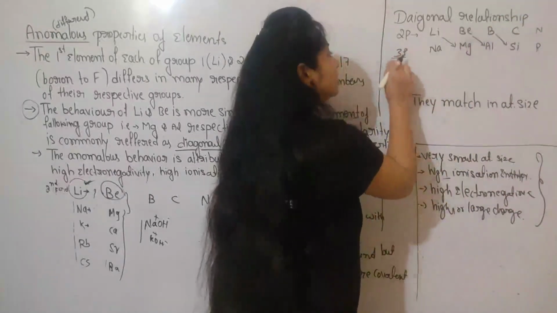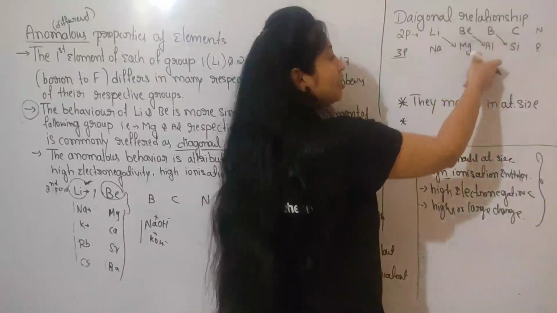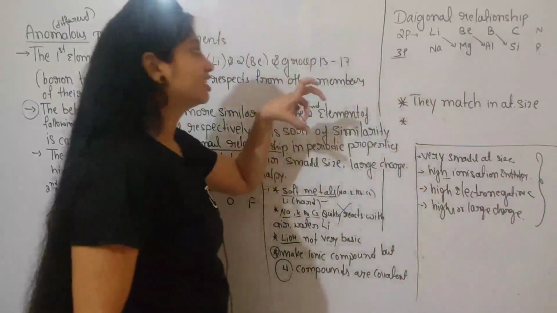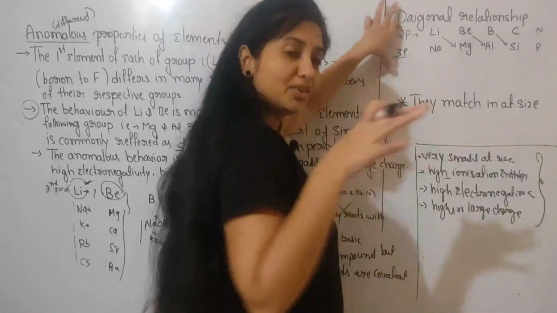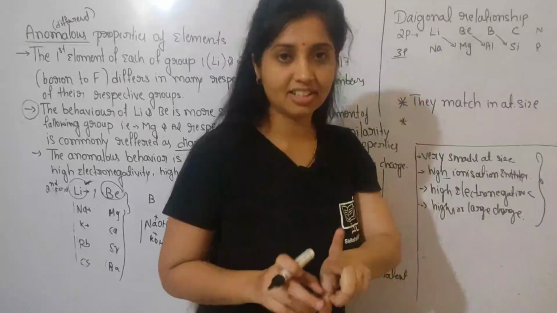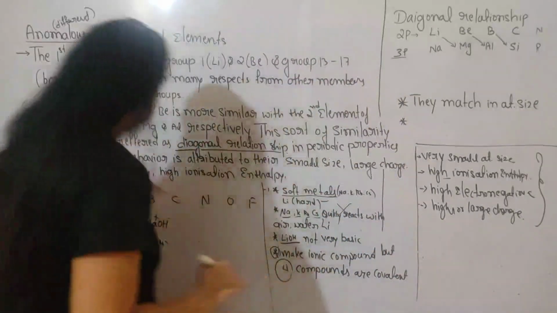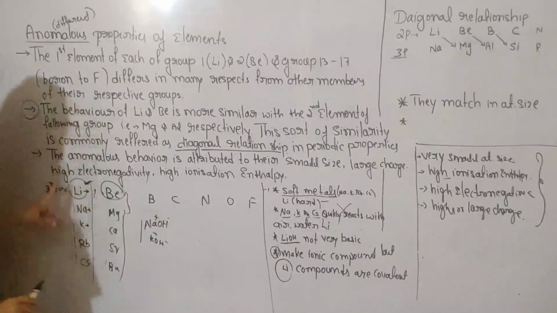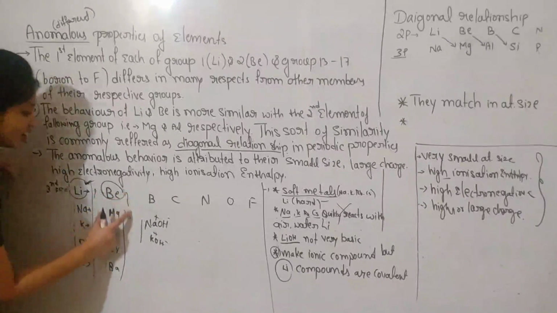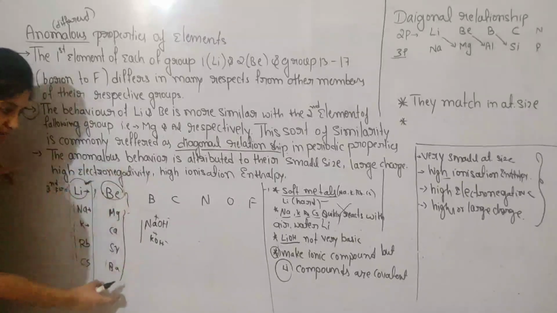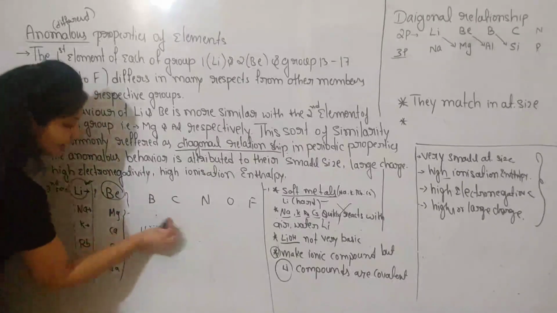And these are the third period elements: sodium, magnesium, aluminium, silicon and phosphorus and so on. Like this, the elements present in the same group exhibit similar properties. Means these elements also exhibit the same properties, which are present in a second group only.